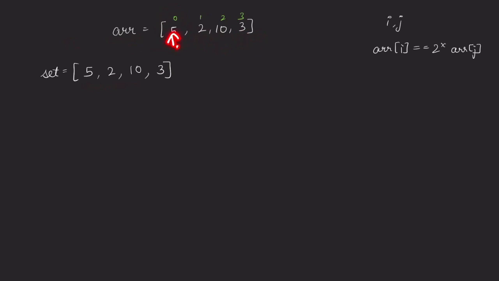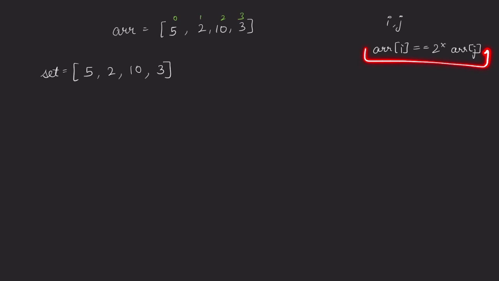Why? Because the double of 5 is present here. And why did that happen? Because 5 was already inserted. 5's double is coming in the future and we do not know what the future elements are, right? So what we can do is that in addition to checking whether that element's double is present in the set or not, we can also check whether that element divided by 2 is present in the set or not.